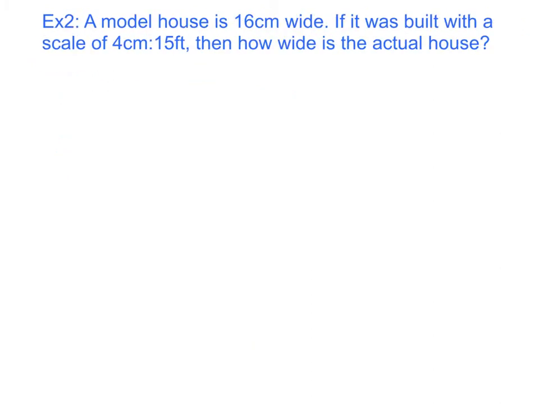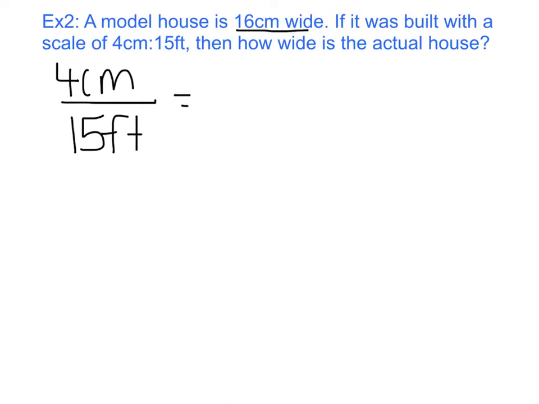Let's try another one. A model house is 16 centimeters wide. If it was built with a scale of 4 centimeters is equivalent to 15 feet, then how wide is the actual house? So let's set up our proportion again. 4 centimeters is the same as 15 feet. So we're going to set that equal to what we know, and it is 16 centimeters wide. And the bottom is what we're looking for, so we're going to call it x.